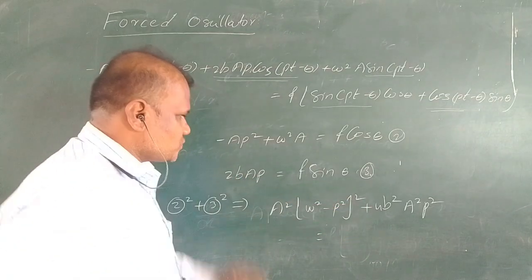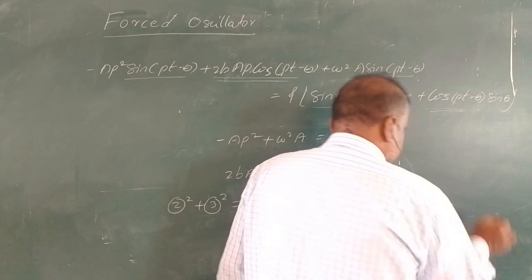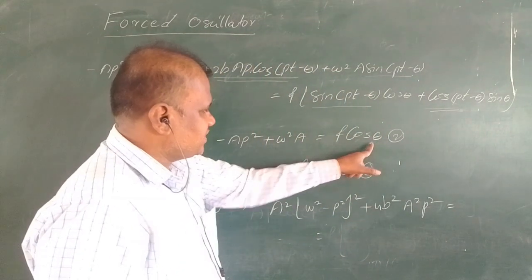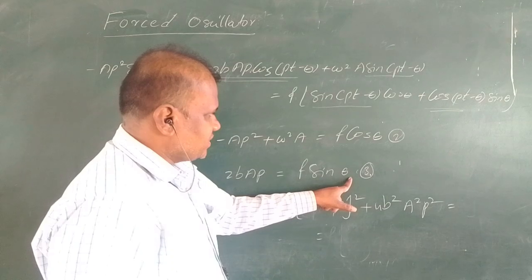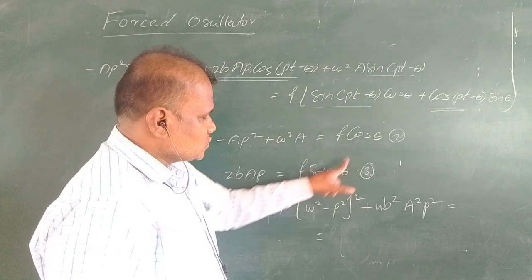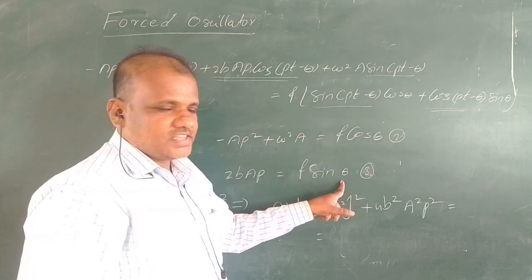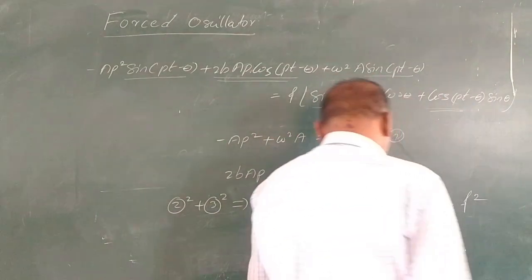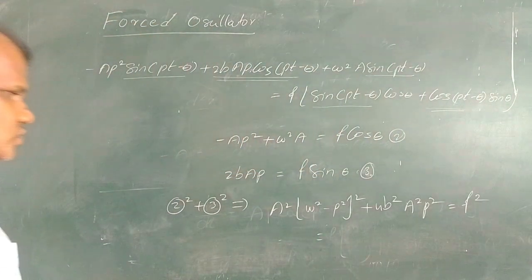Adding them, on the right hand side from equation number 2 we have f square cos square theta plus f square sin square theta. If I take f square as common, it is cos square theta plus sin square theta, which equals 1. So directly I can write small f square only.